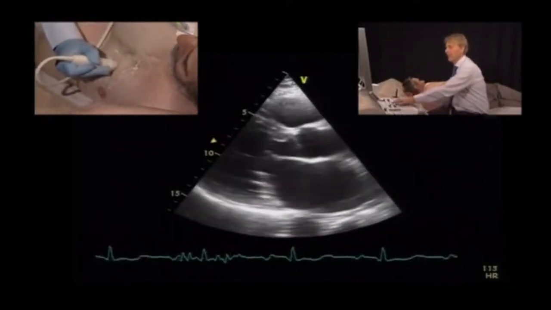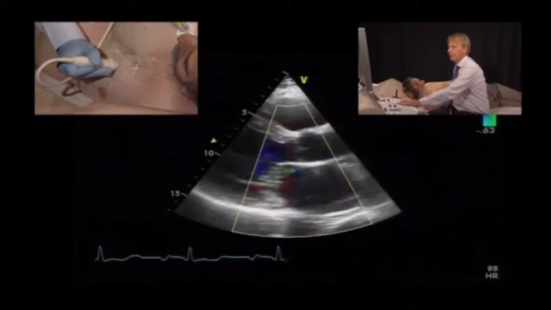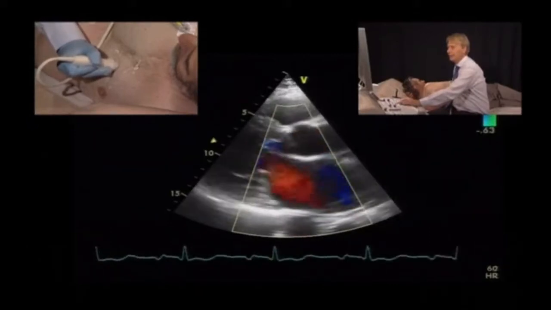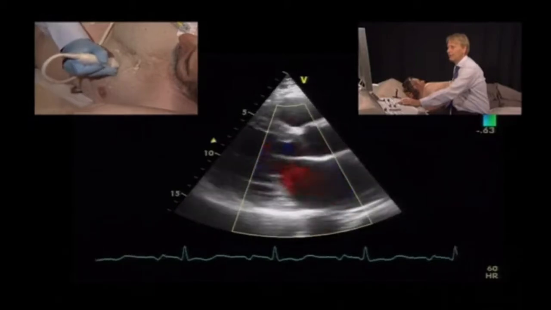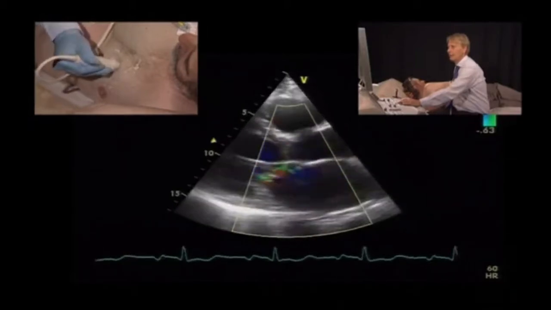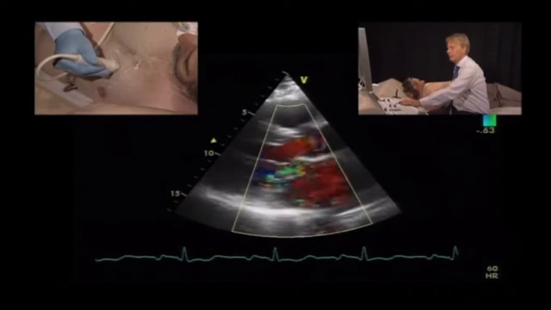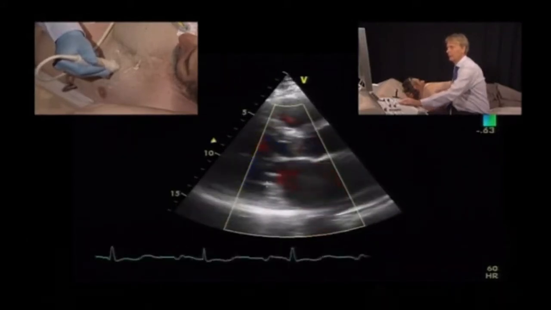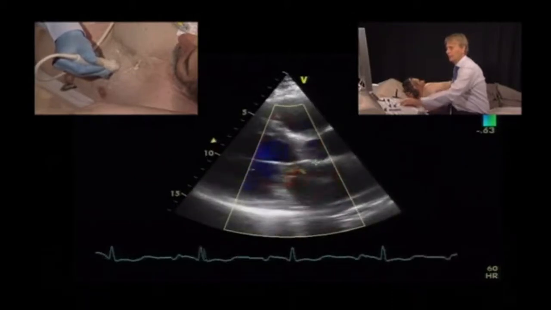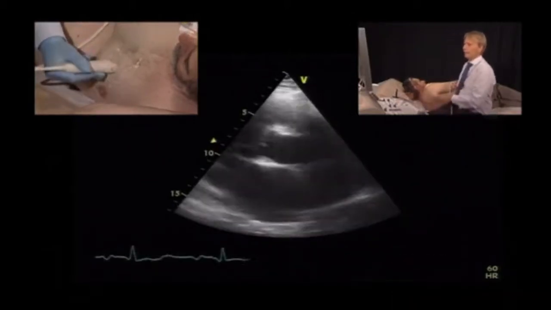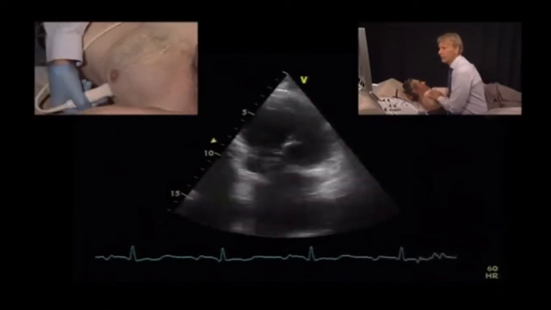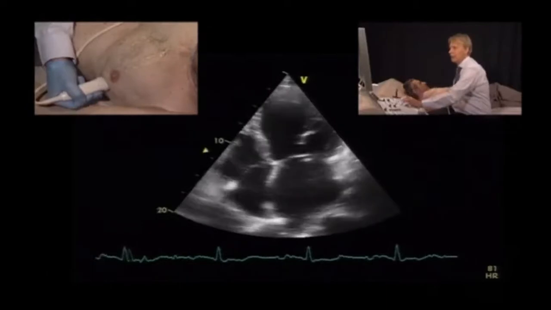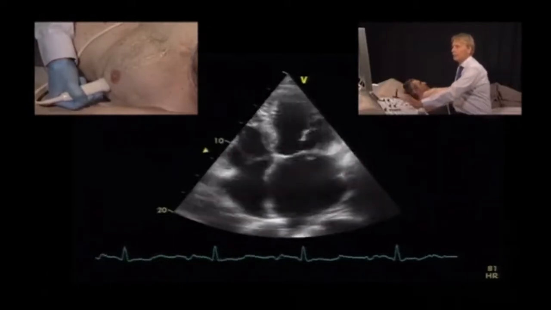When we put the color into the valve, in this case we can see that the jet direction is anterior. Even though we do not see the jet as nicely as we would like to see it, it's apparent that the jet direction is anterior. Okay? It's difficult to quantify regurgitation from a parasternal approach, but the jet direction can be visualized. But let's turn to the apical view now.